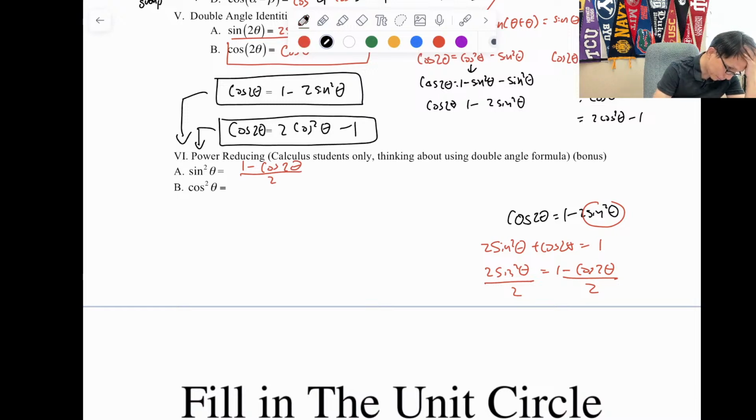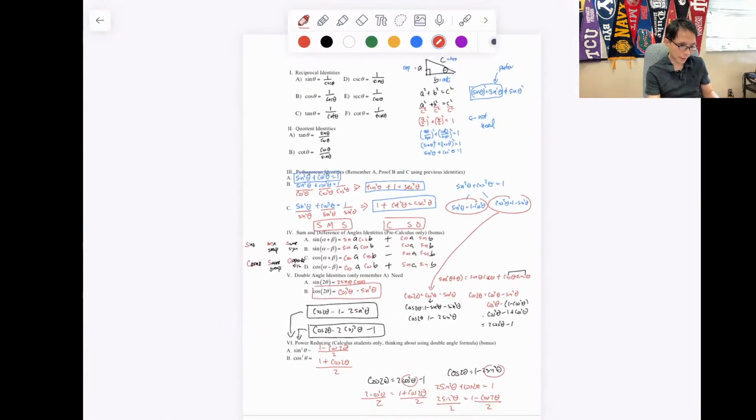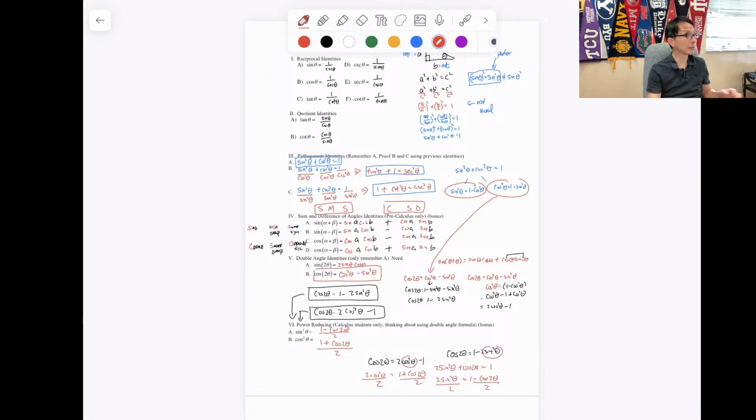Second one. Cosine 2 theta equal to 2 cosine squared theta minus 1. So I'm going to add 1 to the other side because I'm trying to evaluate for this. So it will be 2 cosine squared theta equal to 1 plus cosine 2 theta. And divided by 2, that's 1 plus cosine of 2 theta over 2. So this is a quarter of the test if you know your identities. That's 25 points.